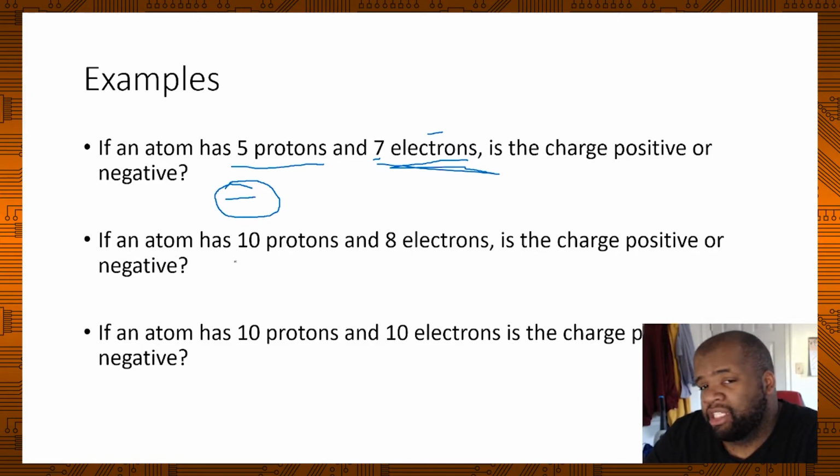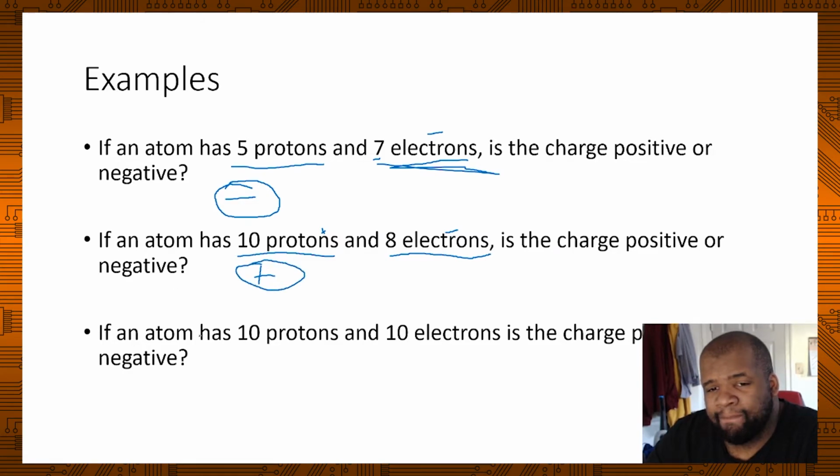If an atom has 10 protons and 8 electrons, is the charge positive or is it negative? Once again, electrons are negative charges, protons are positive charges. So, which do we have more of? The protons, which are 10, or the electrons, which are 8? 10 is more than 8. We have more protons, we have more positive charges. This one will have a positive charge.